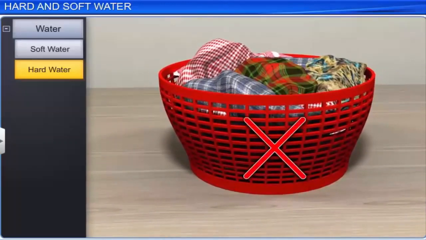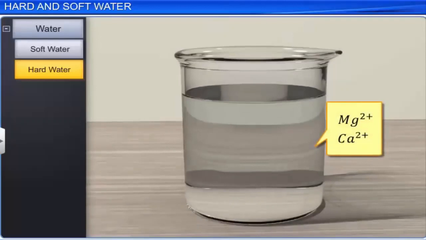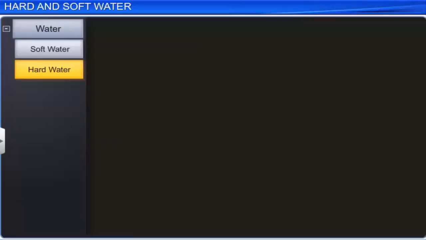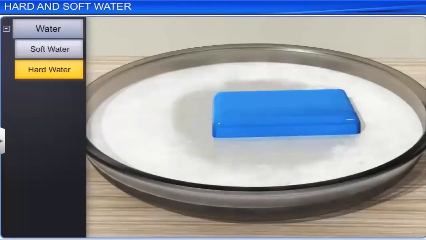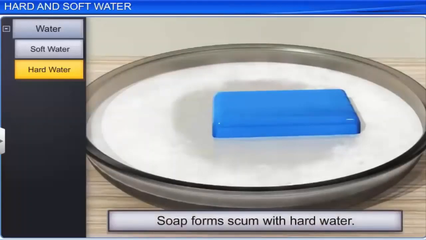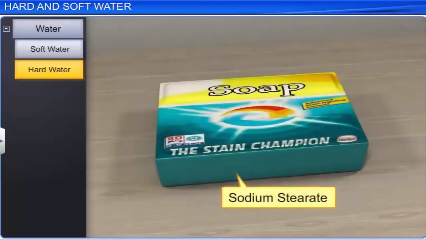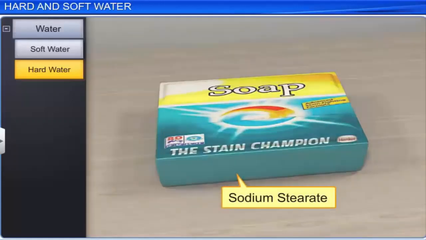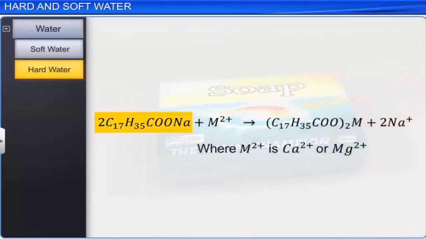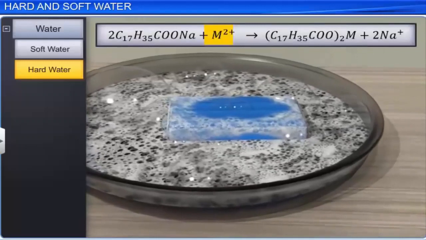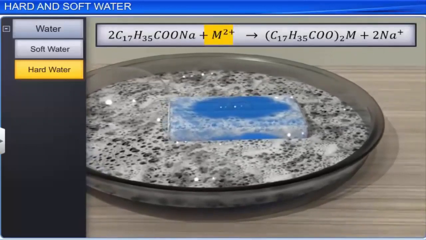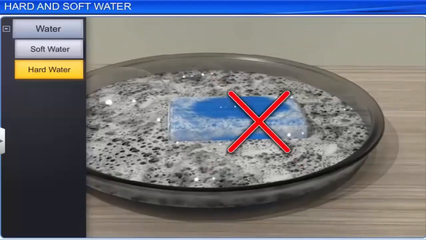Hard water contains calcium and magnesium cations, which react with soap to form scum or precipitate of calcium and magnesium salts of fatty acids. Laundry soap contains sodium stearate. When sodium stearate reacts with the calcium and magnesium salts, it forms calcium and magnesium stearate precipitate. Until all the calcium and magnesium ions are precipitated, lather is not produced. This is why hard water is unsuitable for laundry.